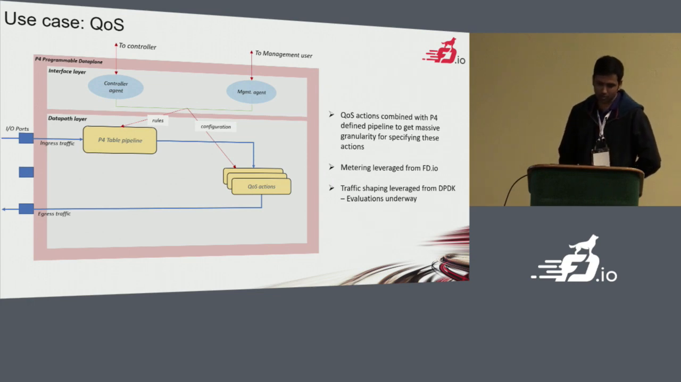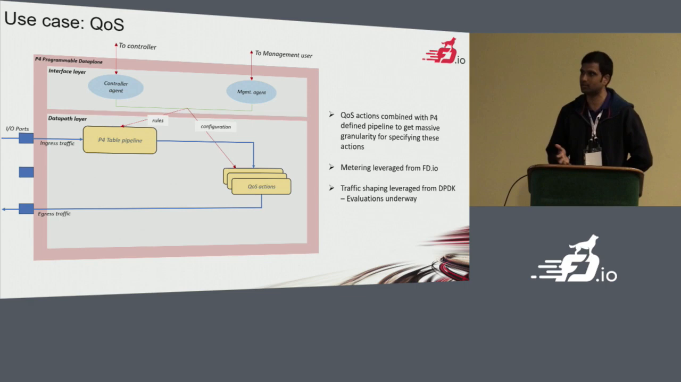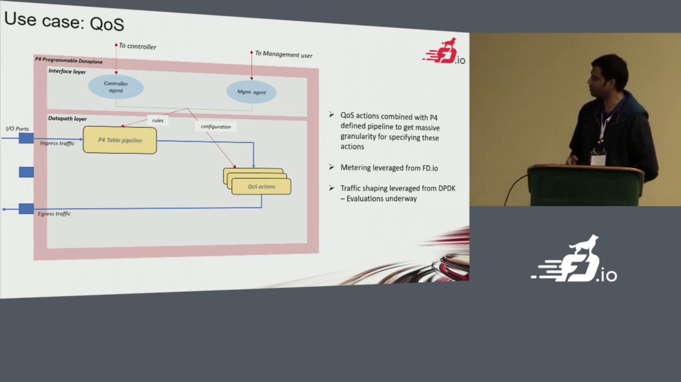The other use case that we have achieved is QoS. Again, the same advantage: by putting a P4 table pipeline in front of the QoS actions, you get a very flexible way to specify how the QoS actions have to be applied on packets, because this table pipeline could potentially have millions of entries, and each one of those entries could have different QoS actions. And these QoS actions are again leveraged from both DPDK and VPP. This example shows the power of introducing nodes into VPP, because we can leverage the features that are pre-built into the VPP.